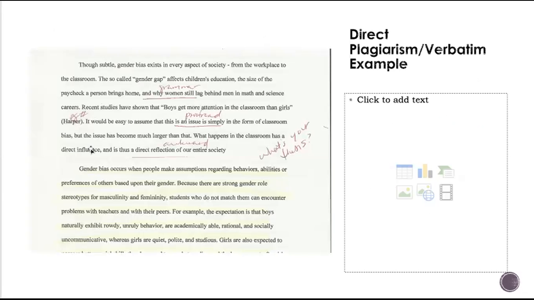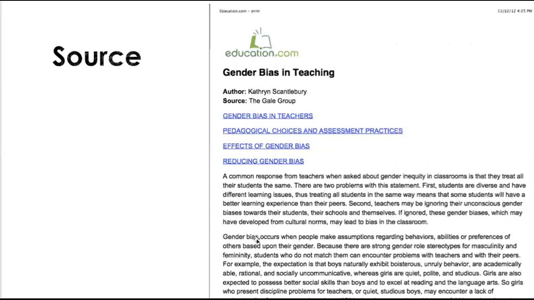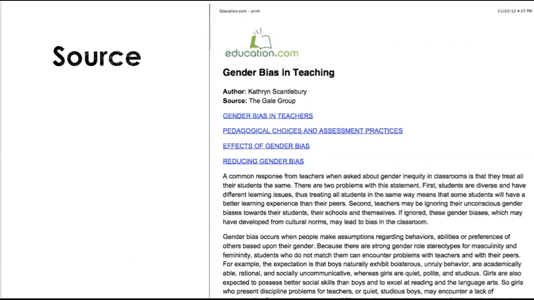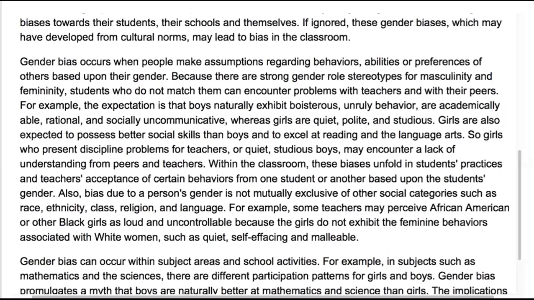Here's an example of direct plagiarism. You can see here this highlighted bit at the bottom. Gender bias occurs when people make assumptions regarding behaviors, abilities, or preferences of others based on their gender. And here's the source. As you can see down in the second paragraph, gender bias occurs when people make assumptions regarding behaviors, right? That sounds familiar. That's because that language is verbatim, or word for word, the same as this. This is usually pretty obvious when it happens in student papers, and it's pretty easy to find. There's a larger version of it if you'd like to pause and be able to read this a little more easily.